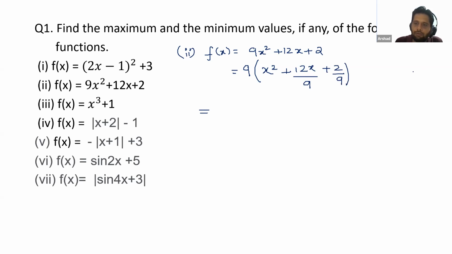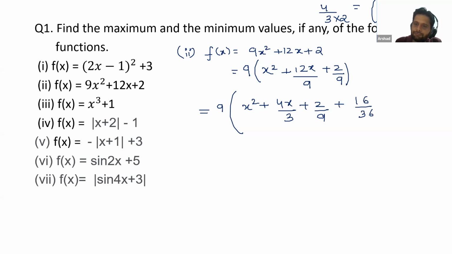This is equal to 9 times (x squared plus 4x by 3 plus 2 by 9). Now, whatever the coefficient of x you have, for example in this case 4 by 3, always divide that by 2. So you will get 4 by 6. Do the square of this one. You will get 16 by 36. So add this 16 by 36, and subtract this 16 by 36.